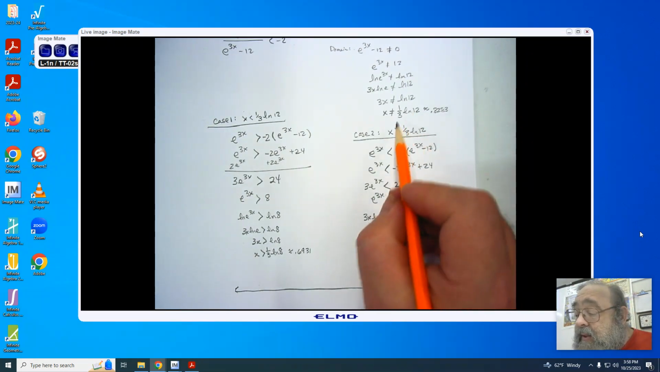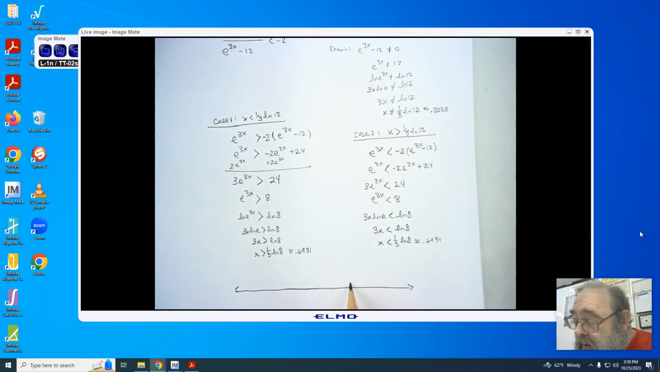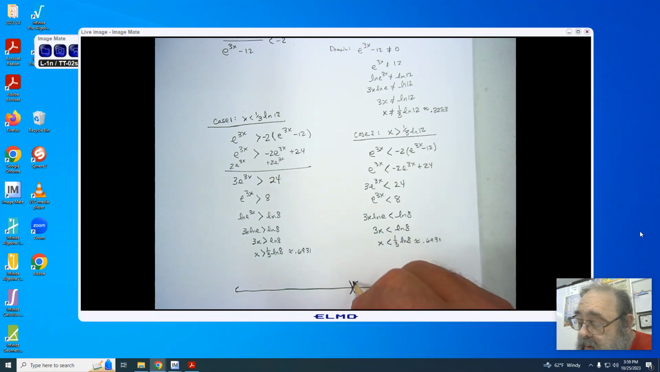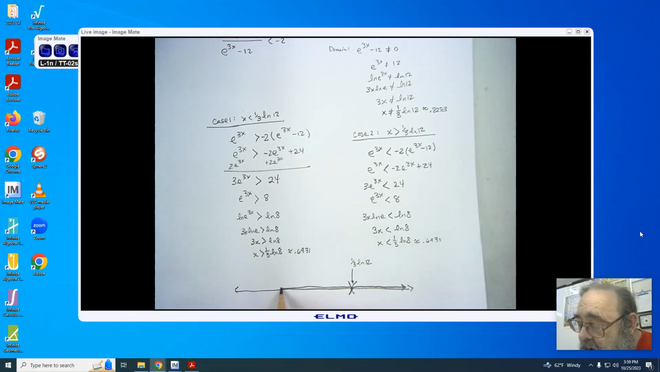Now you'll notice it's either greater than or less than, but it is not equal to. We're going to use a parenthesis to represent that it's not equal to. You'll notice this value right here is 1/3 natural log of 12. So my domain goes this way, and my domain goes this way.